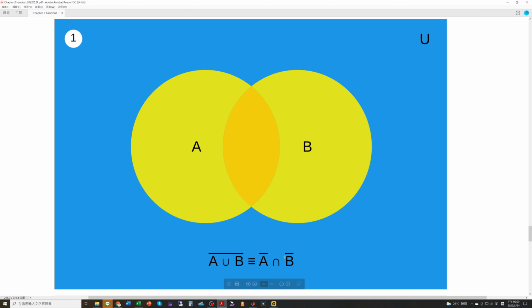So this region. And the intersection with the complement of B. The complement of B is equal to U minus B. This rectangle minus this yellow disk is this region. So the intersection of these two is also this set, sorry, U minus the yellow set, which is the blue part.